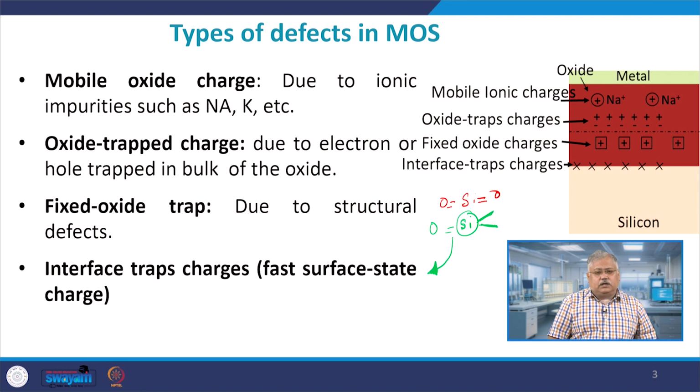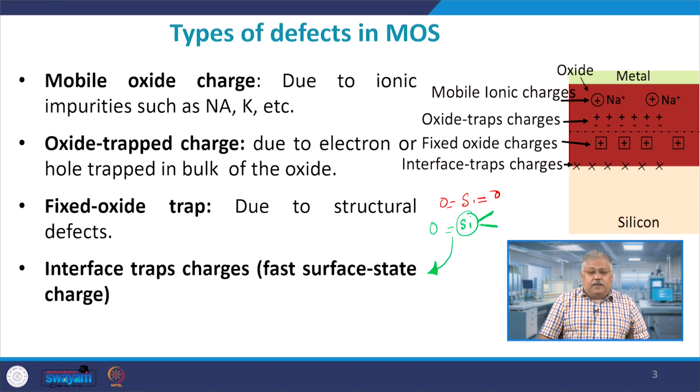What are oxide trap charges? Oxide trap charges are due to electrons or holes which are trapped in the bulk of the oxide. It is not an interface phenomenon, but it is trapped in the bulk of the oxide and is basically immobile. So you have fixed oxide traps, oxide trap charges, and interface trap charges available with you. These four types of charges will affect your VFB and finally your phi ms, and therefore your threshold voltage.